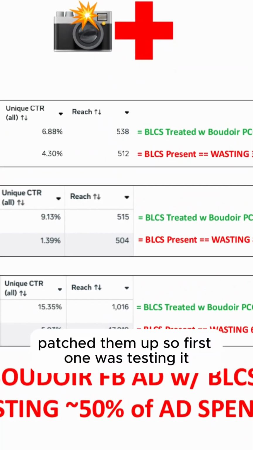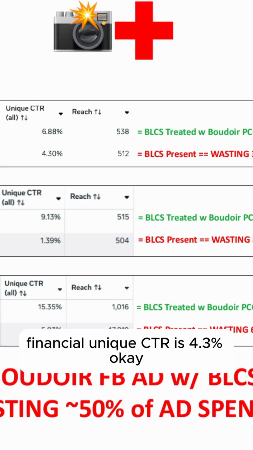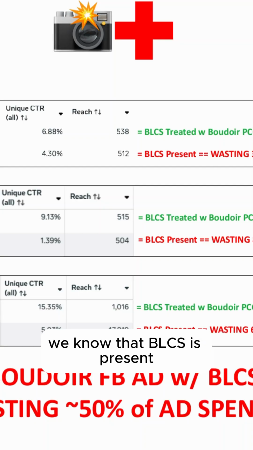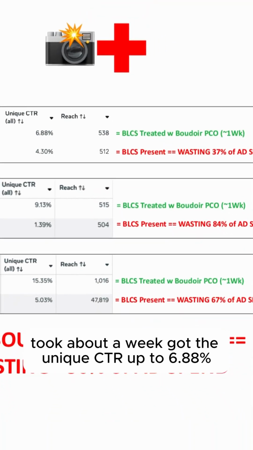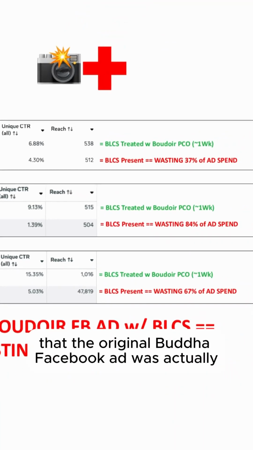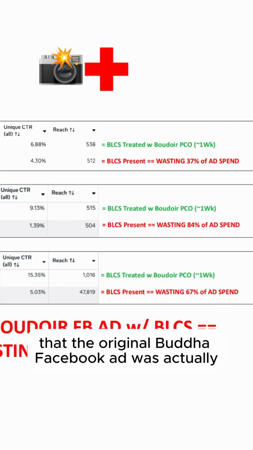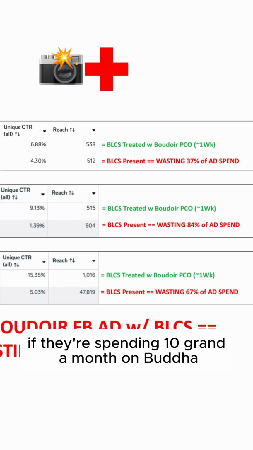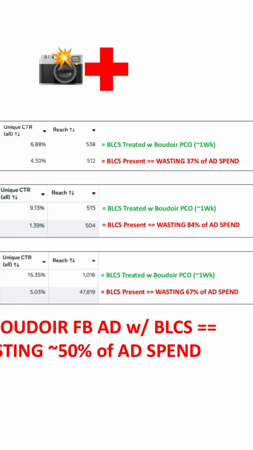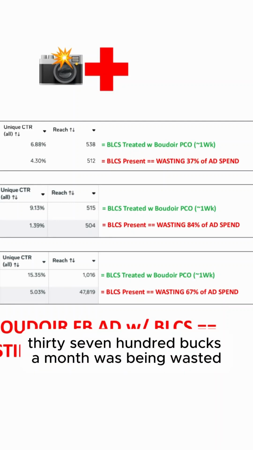So the first one, we tested it and found out unique CTR is 4.3%. When unique CTR is under 6%, we know that BLCS is present. So we duplicated, treated with Boudoir Pico, took about a week, and got the unique CTR up to 6.88%. So we found out that the original Boudoir Facebook ad was actually wasting 37% of ad spend. If they're spending 10 grand a month on Boudoir Facebook ads, 3,700 bucks a month was being wasted.